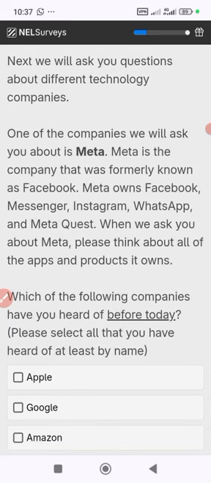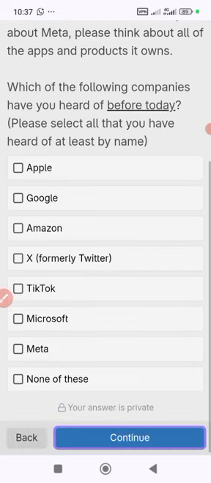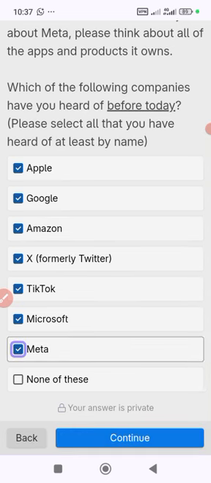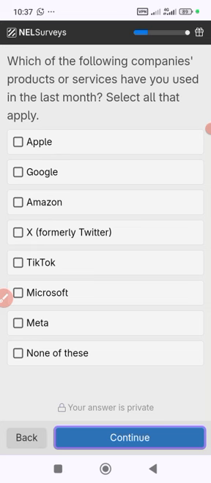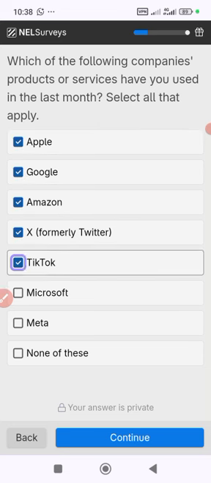Next, we will ask you a few questions about different technology. Which of the following companies have you heard of before today? I've heard of Apple, Google, Amazon, Meta. I have heard of all of them. Which of the following companies' products or services have you used in the last month? Apple, Google, Amazon, and so on.